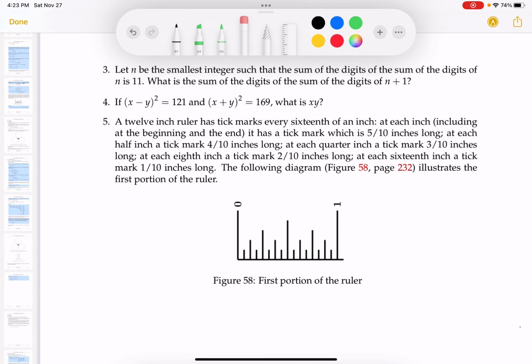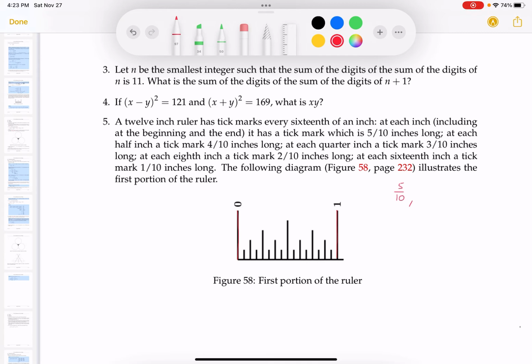But it says a 12-inch ruler has tick marks every 16th of an inch. I see that. Nice little picture over there. Including at the beginning and the end. It has tick marks which are 5/10 of an inch long. So I'm going to make sure you understand that the beginning and the end of this unit interval, the lengths of these things over here are 5/10.